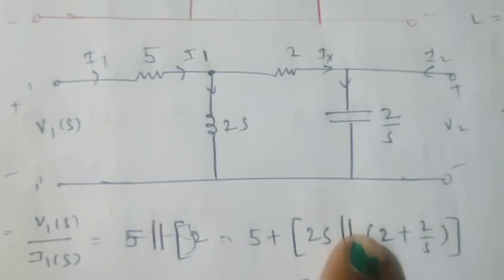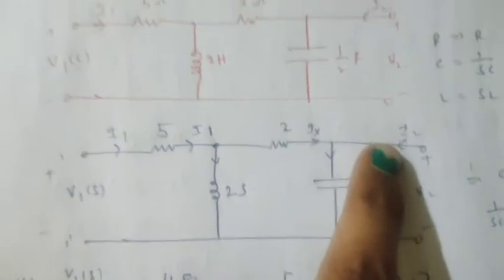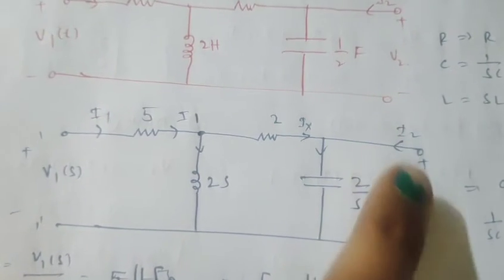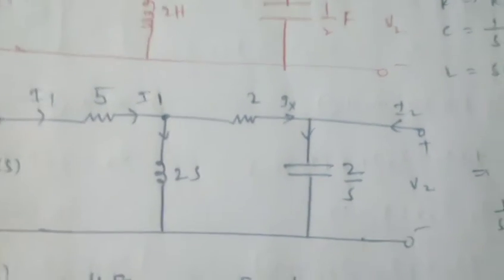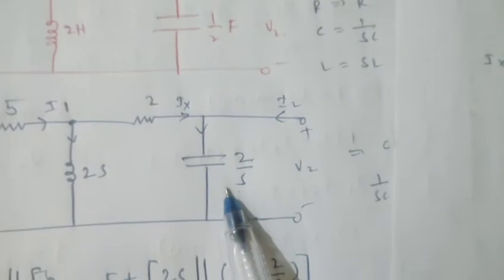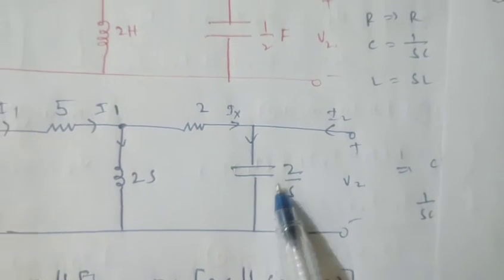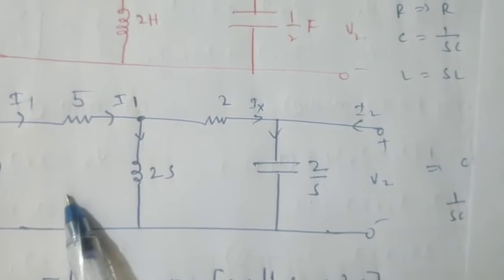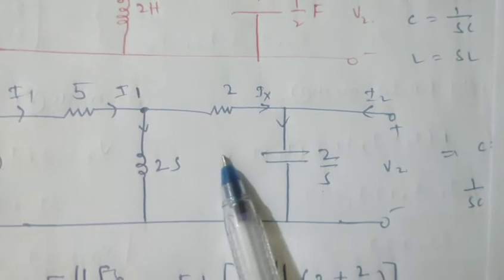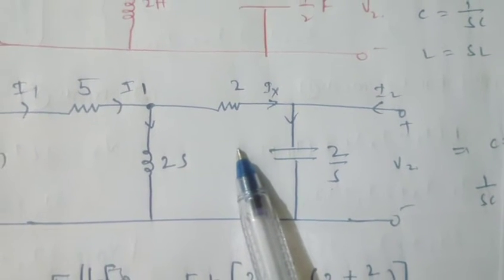So this V2 of S is nothing but, from the given circuit, we make this port open circuit, so I2 is 0. But what is the voltage here? This voltage is nothing but the drop across this impedance. Let us assume this is the I1 current and this is the I2 current, which we make 0, and let us assume that this is an intermediate current Ix.